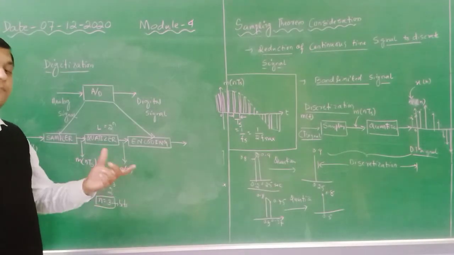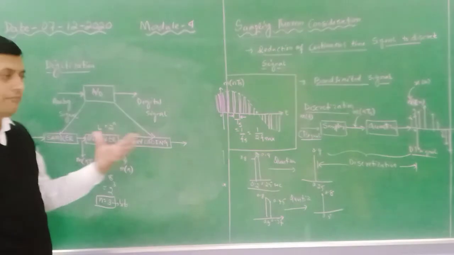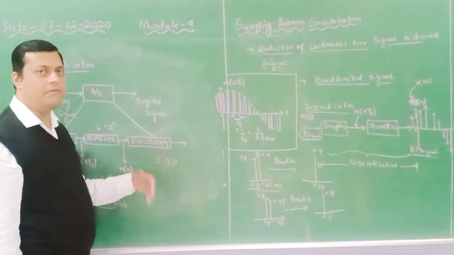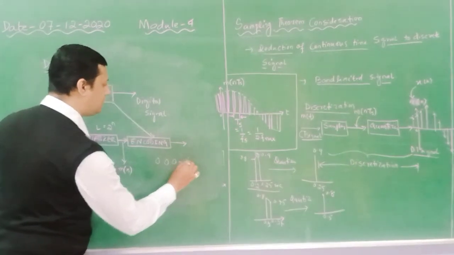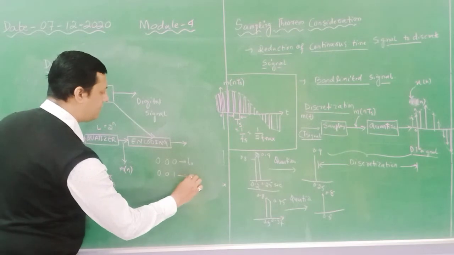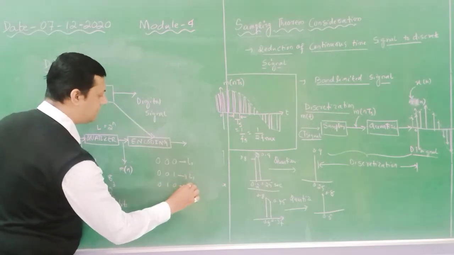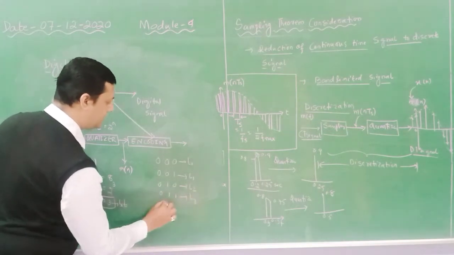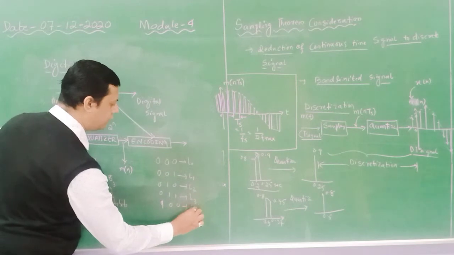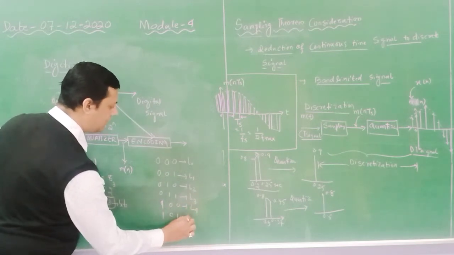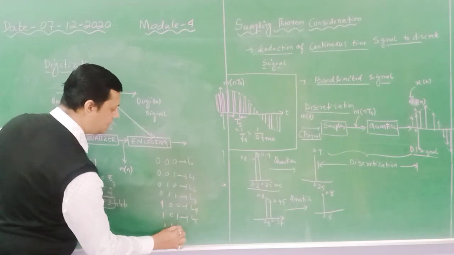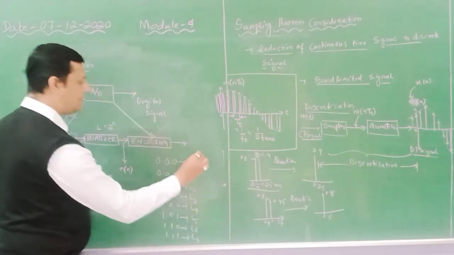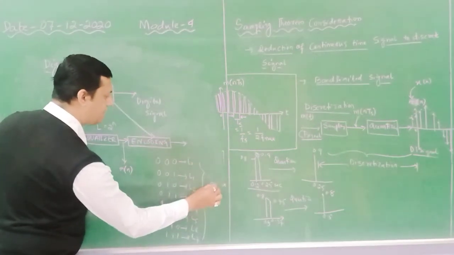So each level is represented with 3 bits means what will be the combination of binary bits? The combination of binary bits will be 000, suppose level 0, 001 is level 1, 010 is level 2, 011 is level 3, 100 is level 4, 101 is level 5, 110 is level 6, and 111 is level 7. So how many levels are there? 8 levels are there. Okay.